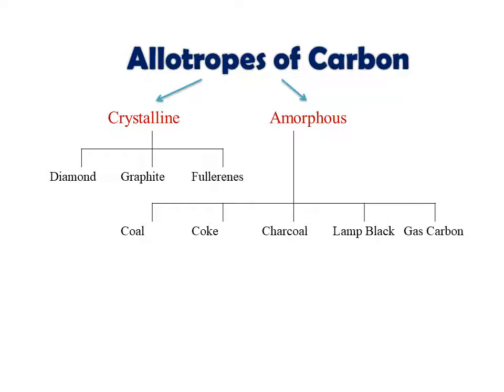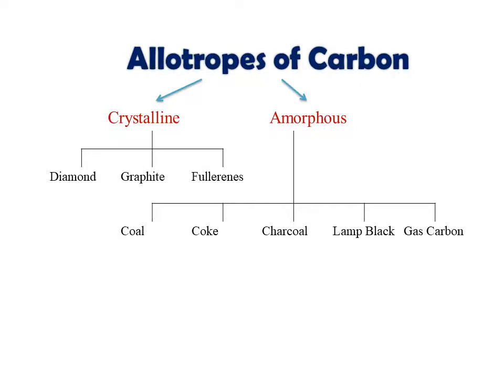coal, coke, charcoal, lampblack, and gas carbon. The popularly known allotropes, diamond, graphite, and coal, are not categorized under the same group. They are all allotropes of carbon, but the crystalline allotropes consist of diamond, graphite, and fullerenes, while the amorphous allotropes consist of coal, coke, charcoal, lampblack, and gas carbon.